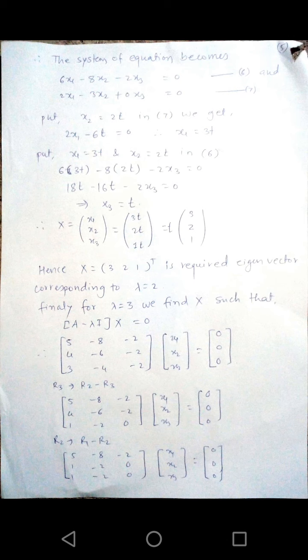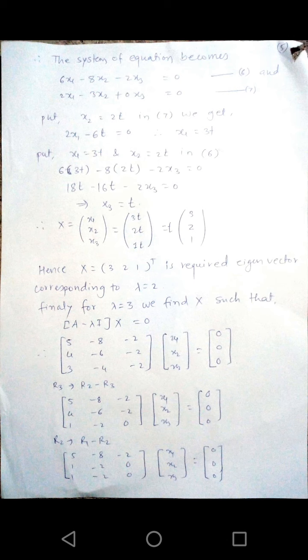Therefore capital X is a column vector with elements x1, x2, x3 equal to 3t, 2t, 1t, which is t times the vector. Because t is a parameter, we can take it outside the column vector. So the column vector remains 3 2 1. Hence capital X is equal to (3 2 1) transpose, which is the required eigenvector corresponding to lambda is equal to 2.